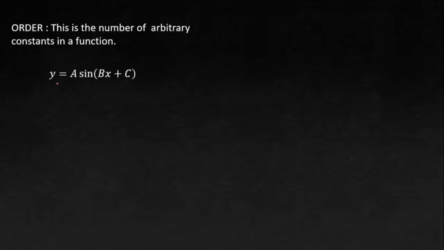So we are starting with this one. If a question is in this form, that is y is equal to a sine bracket open bx plus c, we are going to look at how you can solve it. It can be sine, tan, any. So with this, I asked about the order. To calculate the order, you must look at the arbitrary constants. Here a is a constant and c is a constant.